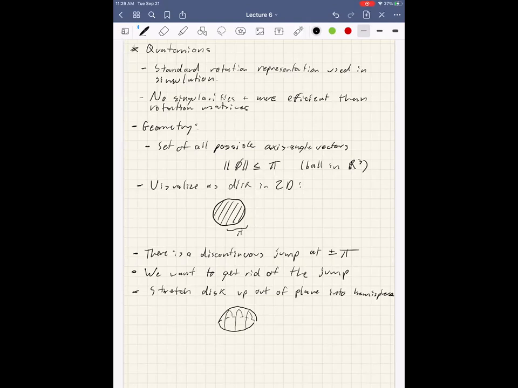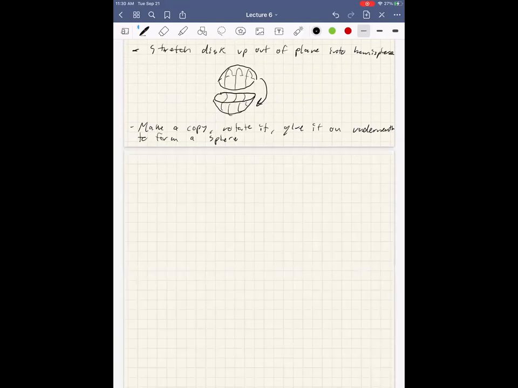Does that make sense? Everyone get that? I take this thing, flip it over, make a copy, and make sure that the points where I would have had to jump line up on the new copy. So I'll write that down. Make a copy, rotate it, glue it on underneath to form a sphere. Now, instead of having to jump, we can just continue smoothly onto the southern hemisphere.